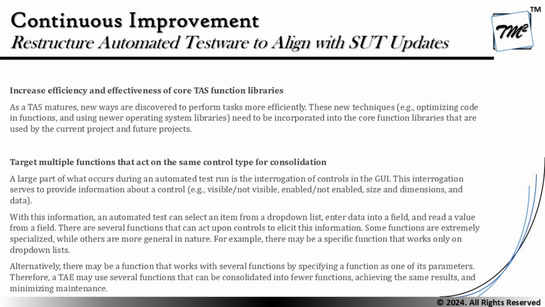The next important thing we are talking about is, of course, to target multiple functions that act on the same control type for consolidation. For example, a large part of what occurs during an automated test run is the interrogation of controls in the GUI. The interrogation serves to provide information about a control, for example, visible, not visible, enabled, not enabled, size and dimensions, and data. With this information, an automated test can select an item from the drop-down list, enter data into a field, and read a value from the field.